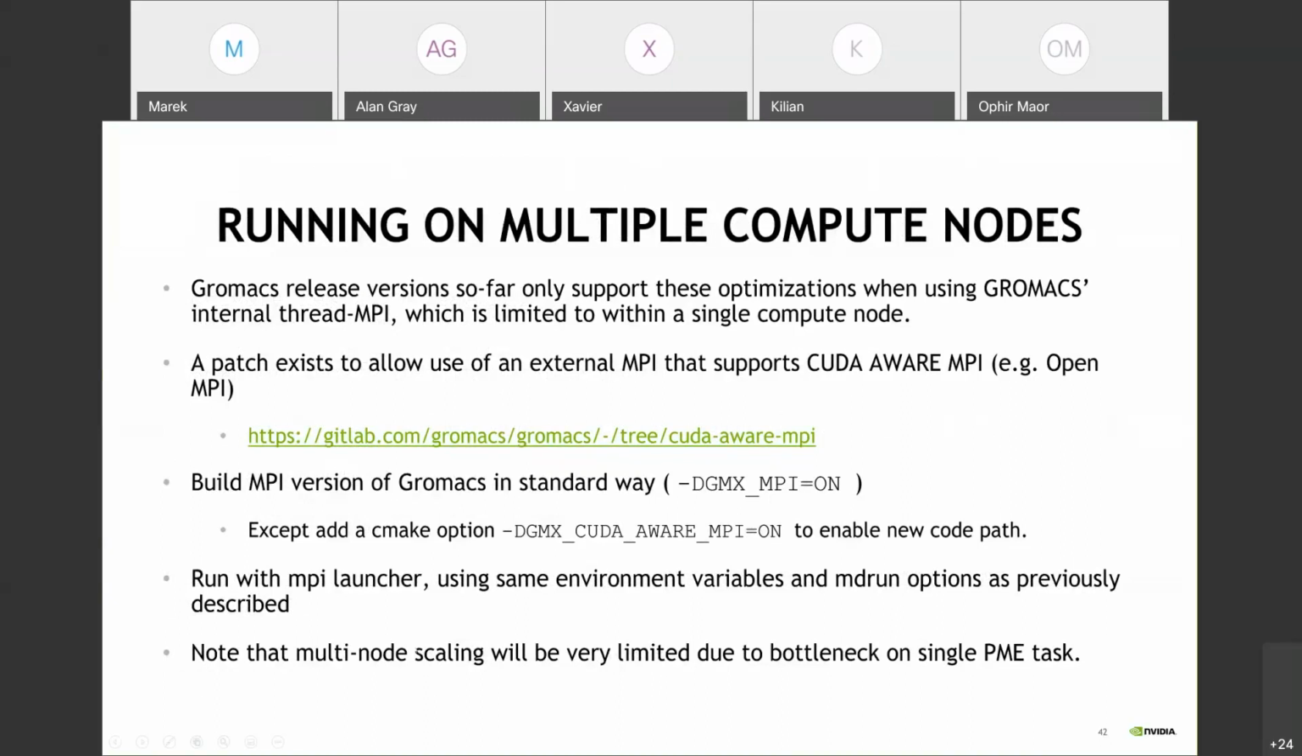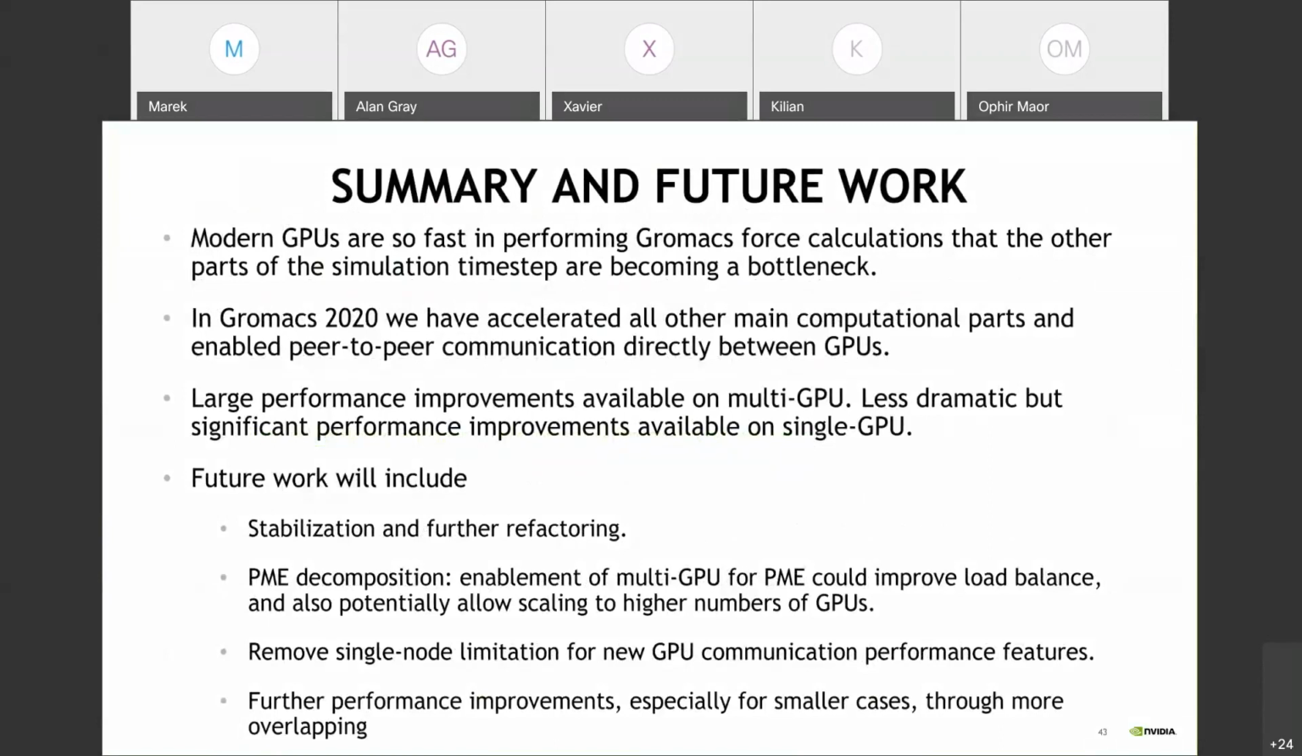As I mentioned, multi-node scaling will be limited due to the bottleneck on the single PME task. To summarize, we've been doing a lot of work to improve GROMACS, and this is available in the latest version, and we get big performance improvements with that. We're still working on GROMACS, trying to stabilize and further refactor these cases, improve the code quality, and make sure everything's working properly before these become default. As I say, we're looking at PME decomposition to allow us to scale better across multiple nodes.